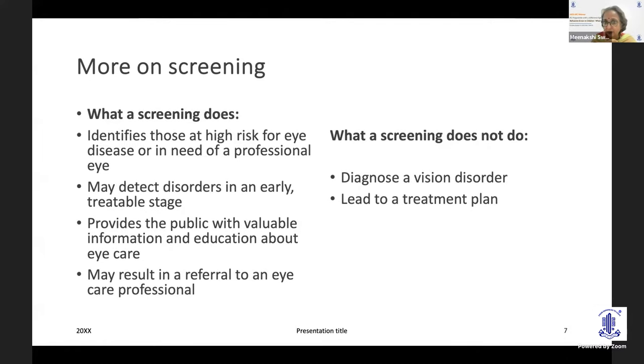But remember, the screening does not give a diagnosis and give a treatment plan. The screening is a screening. It only identifies those at risk.